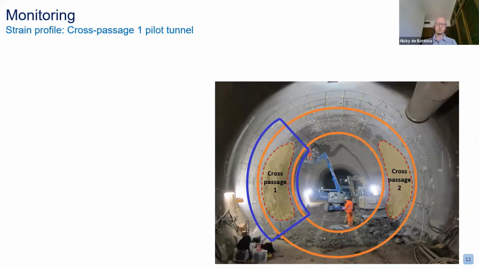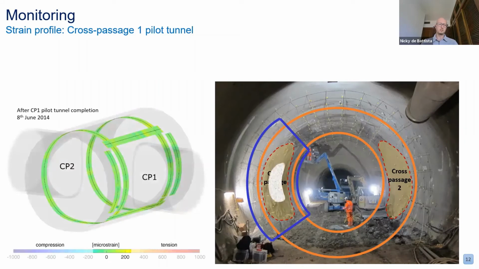So the excavation of the cross passages happened in 4 stages, as I mentioned before: the 2 pilot tunnels and the 2 enlargements of the cross passages. During each of the excavation sequences, we were monitoring every half an hour. So we're acquiring data every half an hour, and those are half an hour snapshots of the state of strain within the parent tunnel lining. I'm not going to show you all of them, but I'm going to show you the end state of each of those excavation sequences, starting with after the CP1 pilot tunnel was completed.